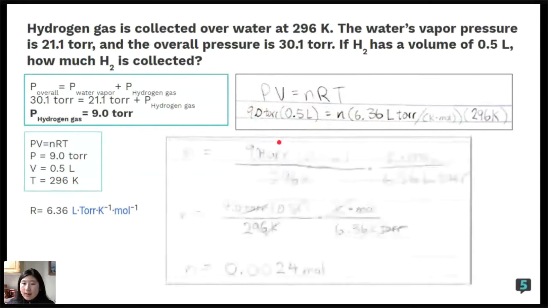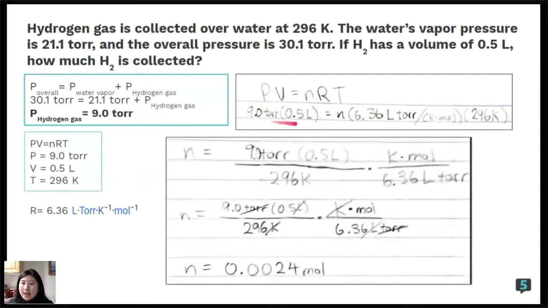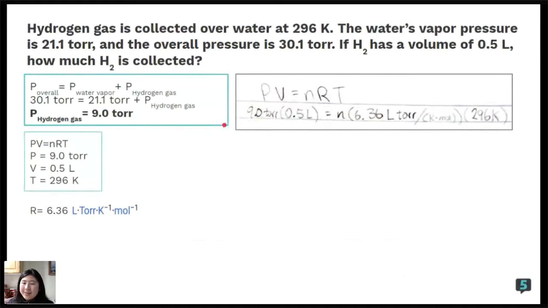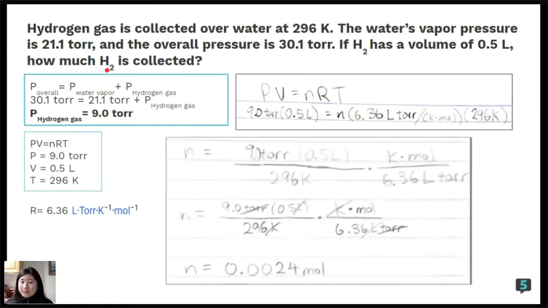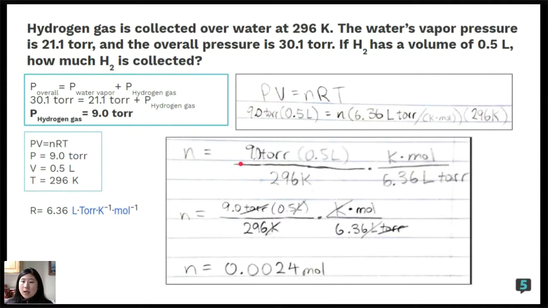And then basically I plug it all in. I put in the P, the pressure, the volume, the n, the R constant, and the temperature, right? So we don't know the n, and we're trying to find out the n. We're trying to find out how much hydrogen gas we have. So I basically put it into a fraction format.